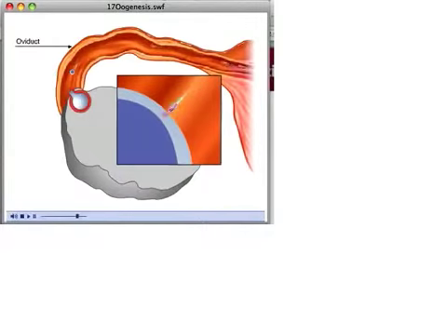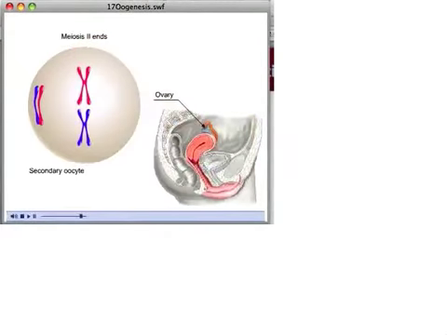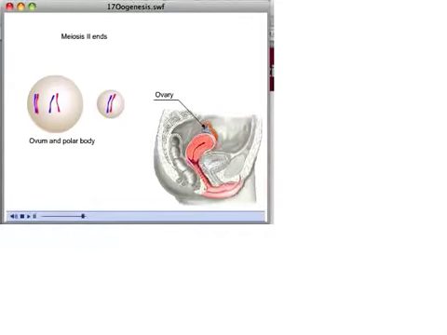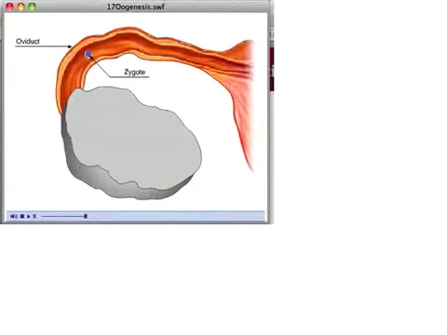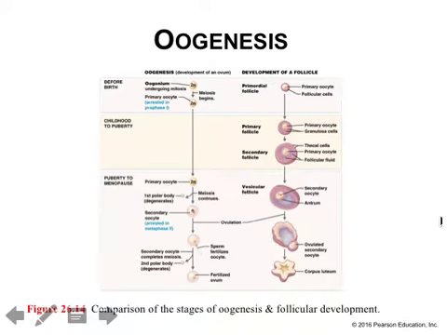The entry of a sperm cell into the cytoplasm of the secondary oocyte triggers the completion of meiosis II. The cytoplasm divides unequally, generating a mature ovum and a second polar body. The fusion of the haploid sperm cell and the haploid egg cell has produced a diploid zygote. The process of oogenesis is also outlined here.